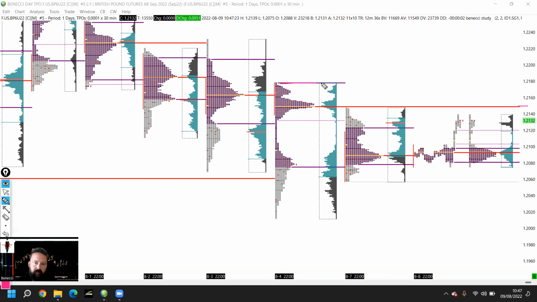So basically, the top line is the value area high. Sometimes we write it as VAH. So you know what that means now if you ever see me or Darren writing it or talking about it. And this one is the value area low, which is VAL.